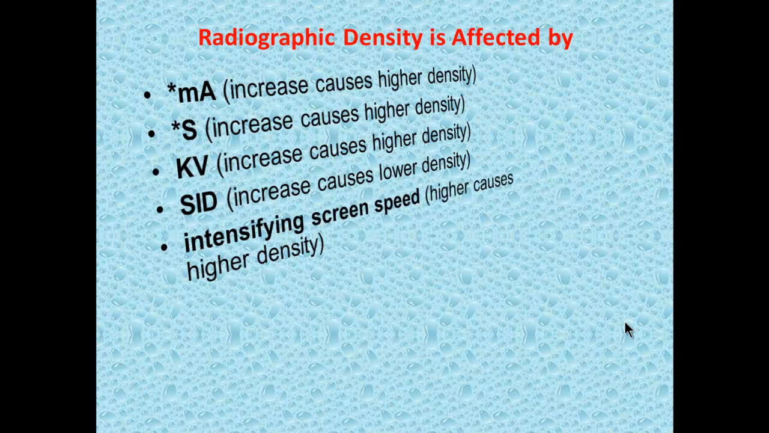Intensifying screen speed also has an effect on density in that if the intensifying screen speed is known to be a faster speed, it will cause a higher density. In other words, faster screen speeds, or faster film speeds, as we'll see, have a relationship in that you don't need as much exposure to cause the same level of darkening as you would with a slower film or slower screen speed, which requires more radiation.